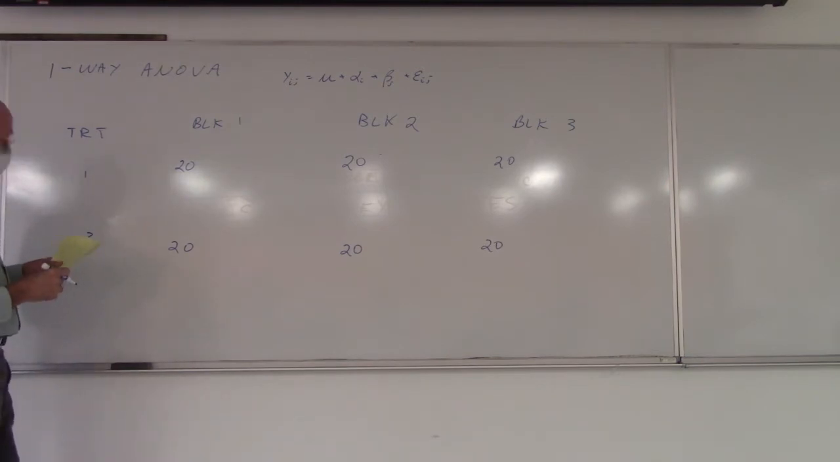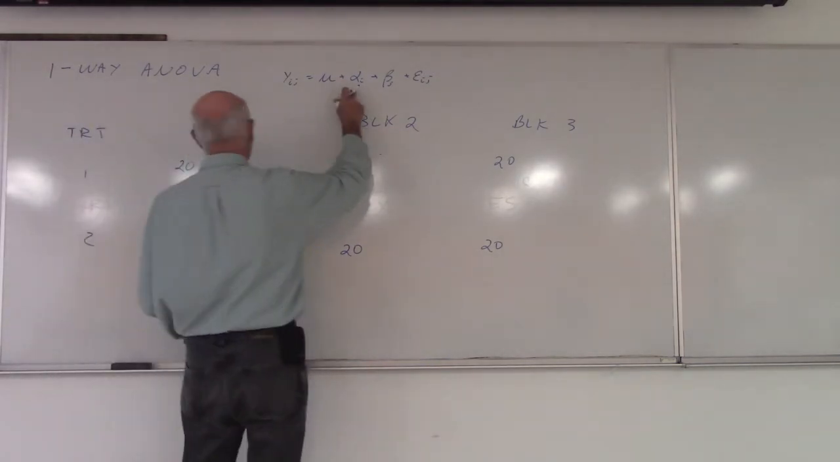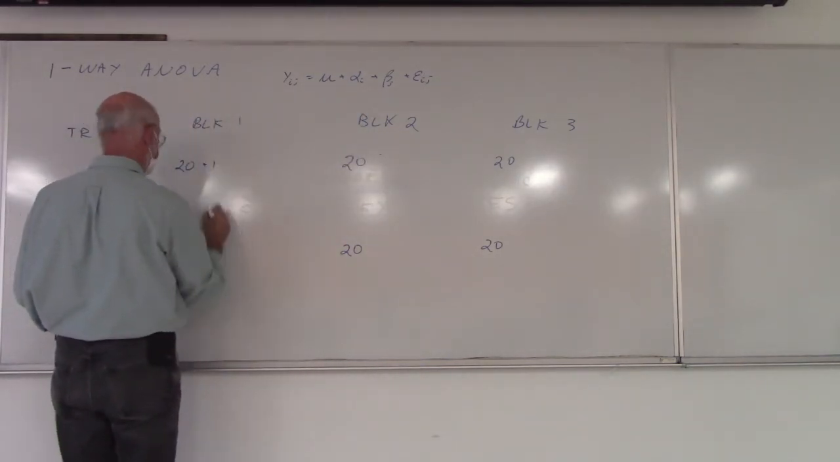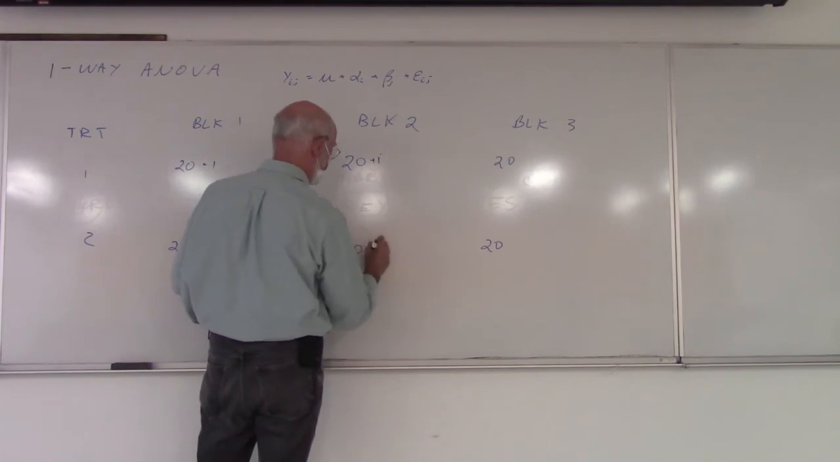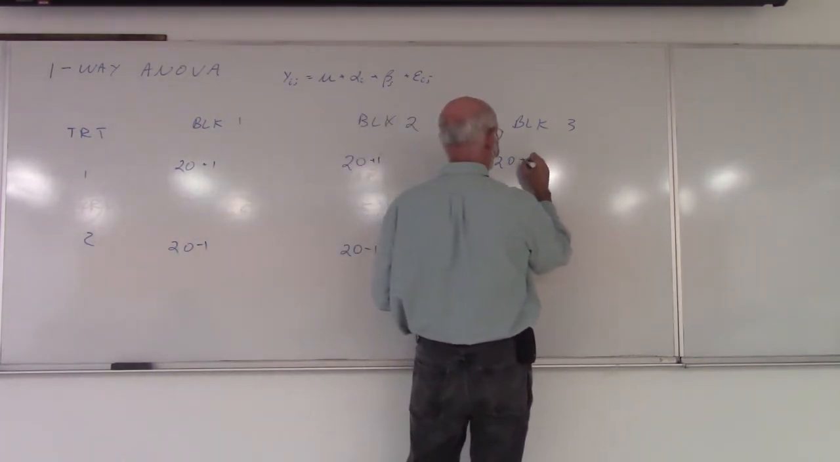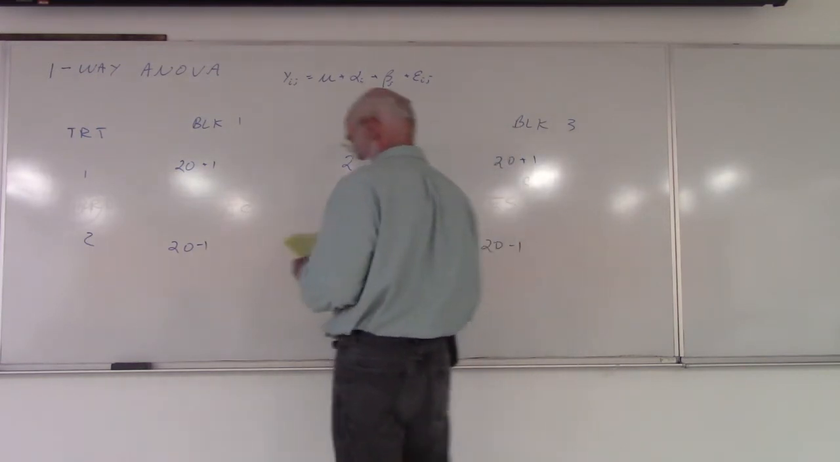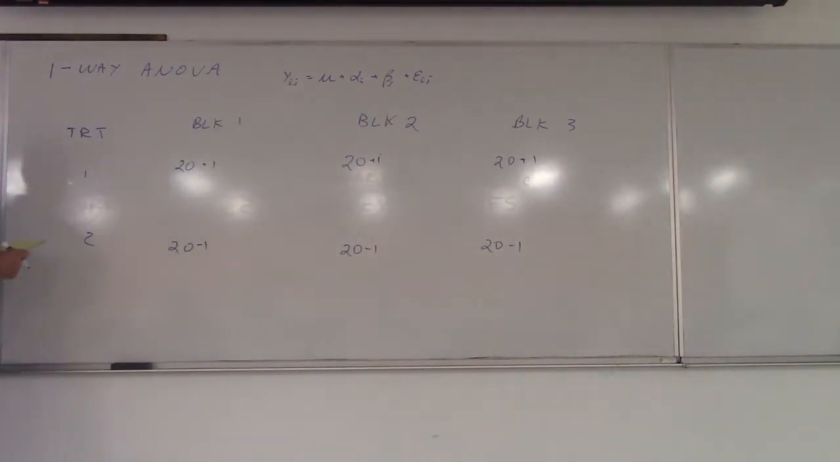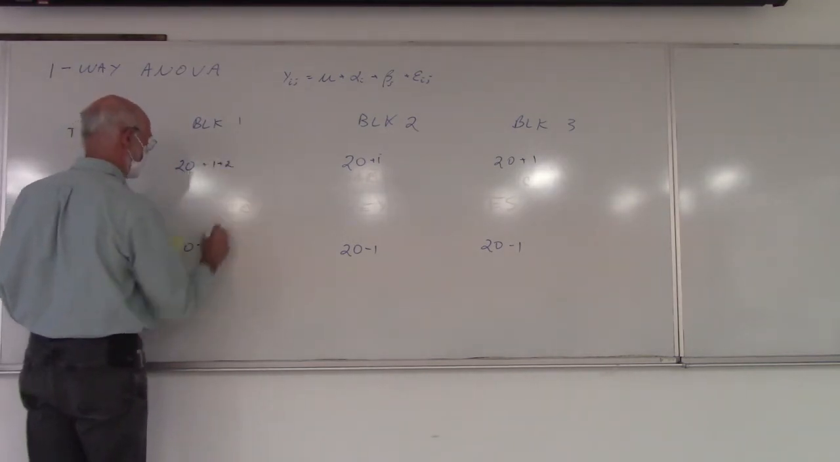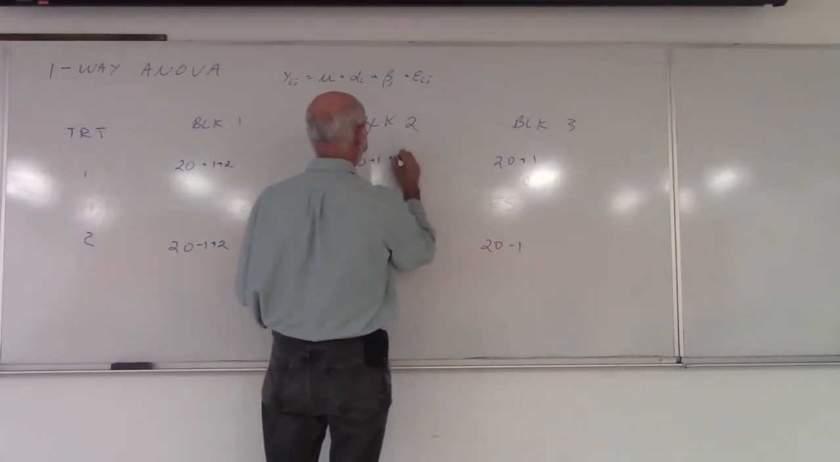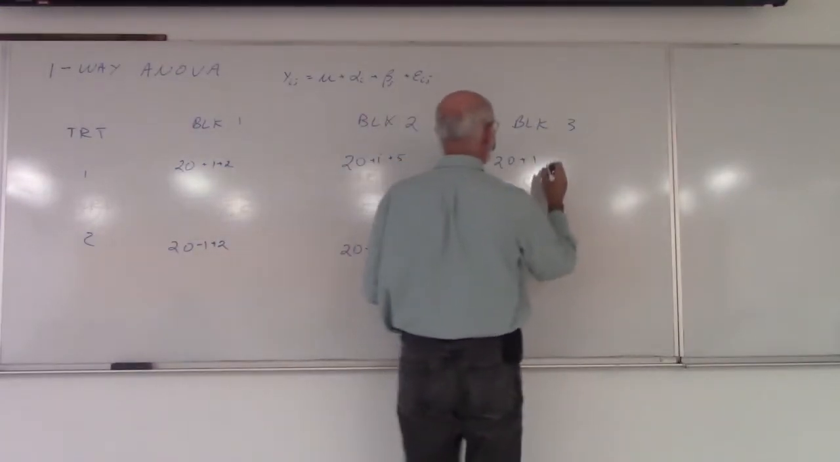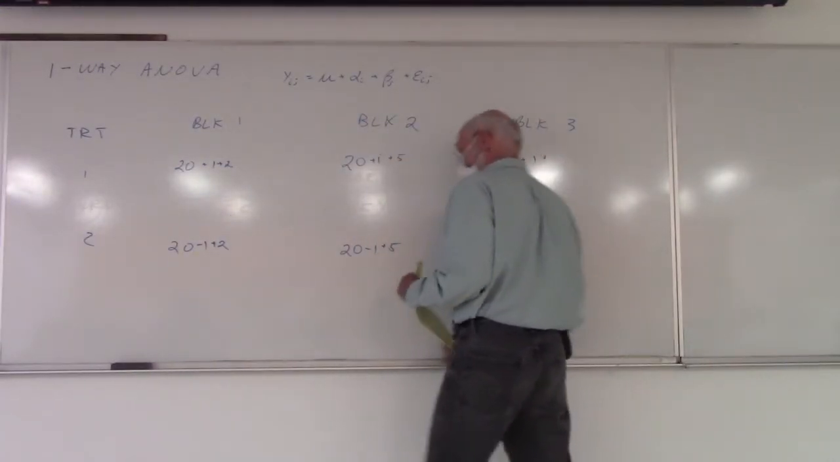The effect of treatment one is plus one. So alpha one is plus one, alpha two is minus one. Let's imagine block one has the effect of plus two. Block two has the effect of plus five. And block three has the effect of minus seven.